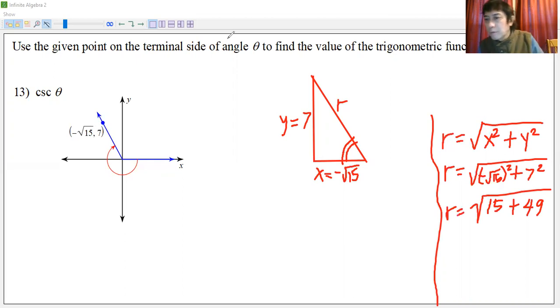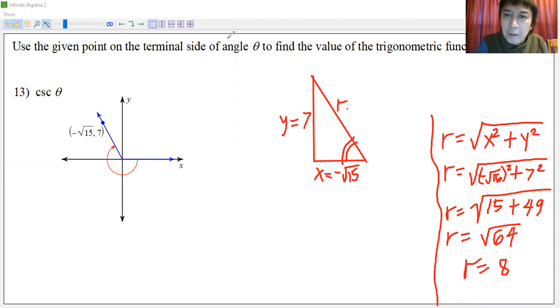And we have the square root of the sum of 15 and 49, and that looks like 64. So r is the square root of 64, which is exactly 8. And so our r is positive 8. Okay, we're after cosecant.